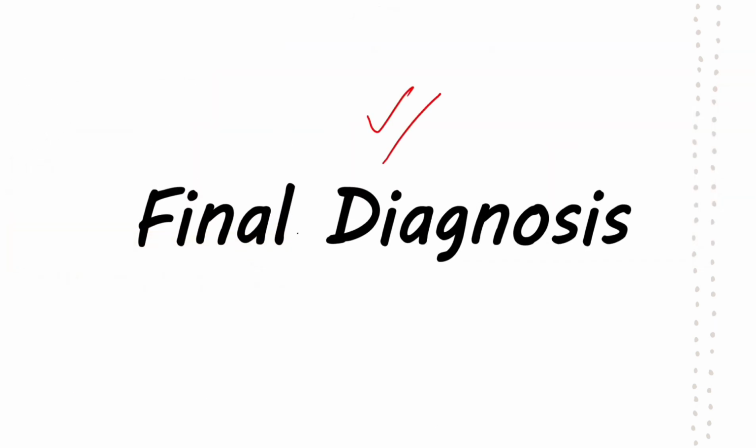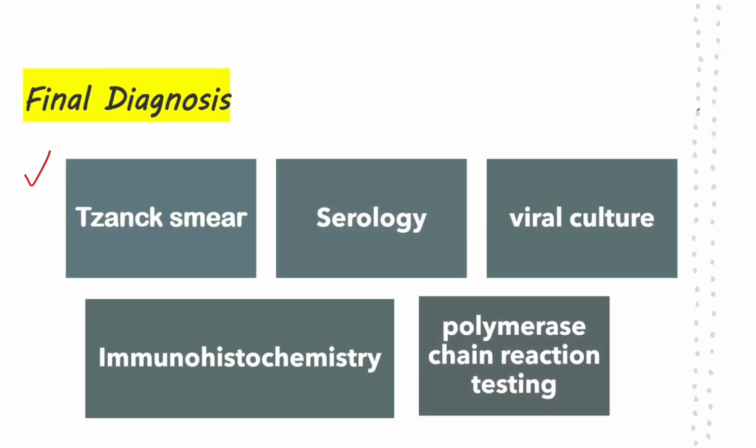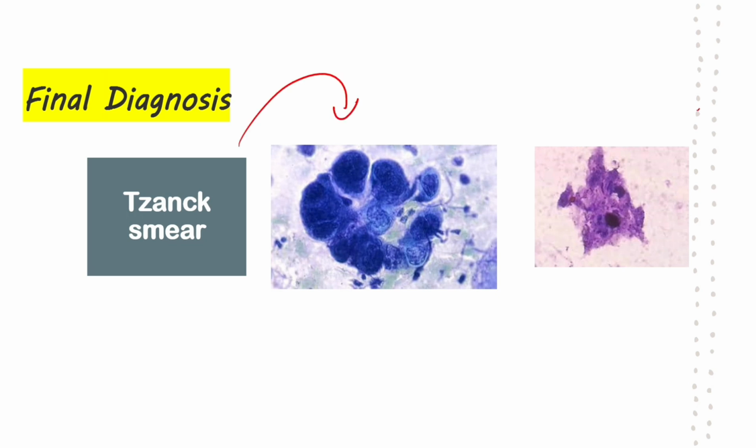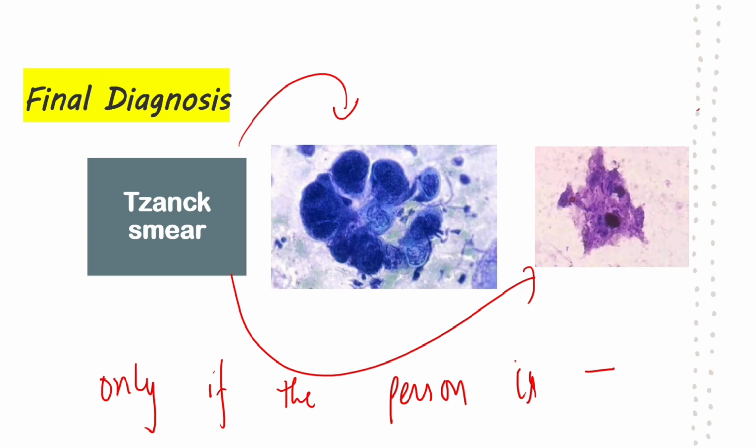Next we have diagnosis. Several techniques are available to confirm the diagnosis of a primary herpes simplex virus infection. First is Tzanck smear, serology test, viral culture, immunohistochemistry or polymerase chain reaction testing. Of note, the Tzanck smear preparation is helpful only if the person is positive. Then only the Tzanck smear will test positive for the sample provided by the patient.